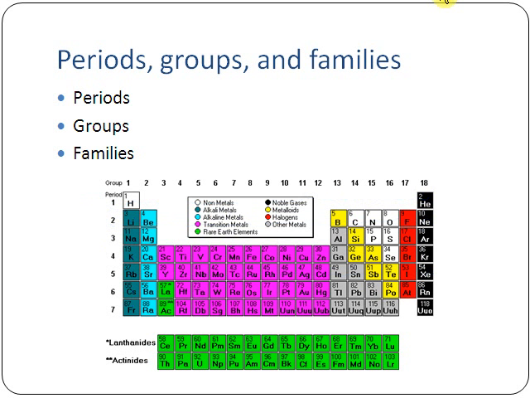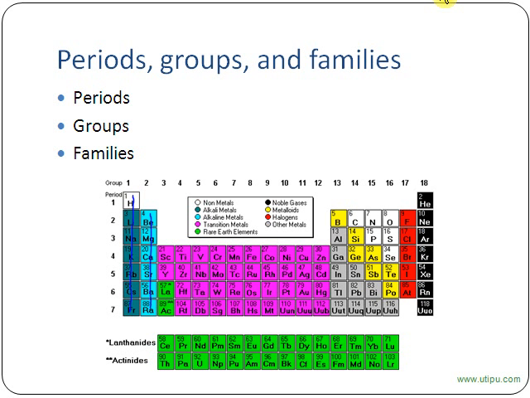Next one here would be groups. If a period is the horizontal row, the group is going to be the vertical column. And so group 1 would be this one right here. Groups always have similar properties. And so lithium, sodium, potassium, rubidium are all very similar.